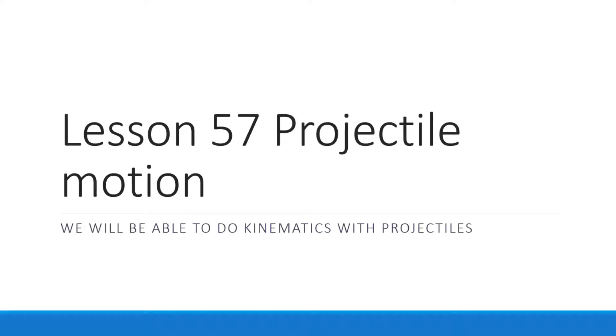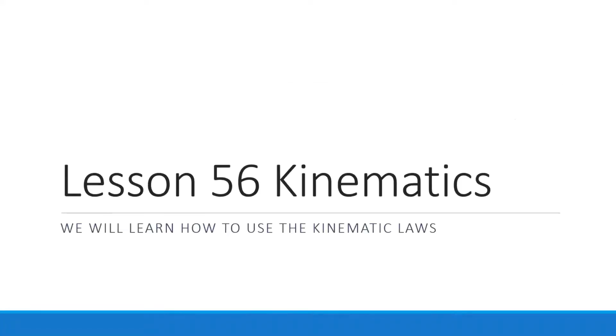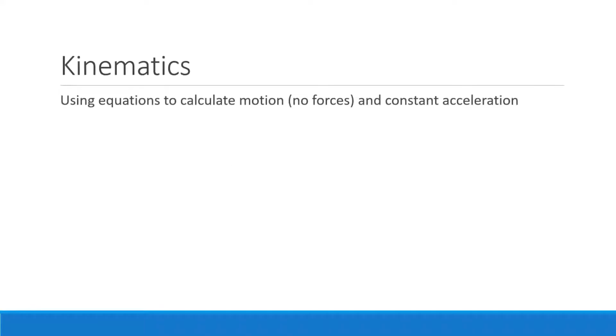Firstly, what did we do last lesson? Just so we can quickly cover it. Last lesson, we talked about the kinematic laws. We said that the kinematic laws are equations about motion with no forces. Now that we've talked about displacement, velocity, and acceleration, there are ways that we can link all of those things together.